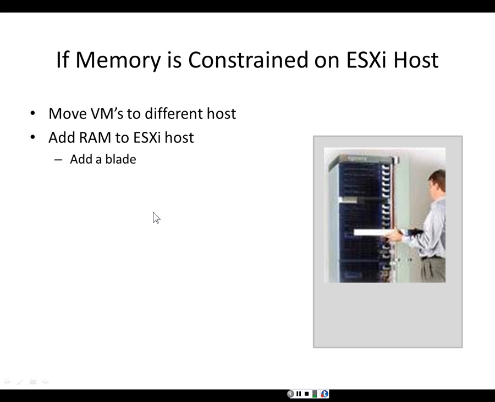If memory is constrained on the ESXi host, you can, 1, move the virtual machines to a different host, or 2, add more RAM to the ESXi host, and if it's a blade server, by adding an additional blade, about $4,000 per blade, then that adds 4 gig of RAM.